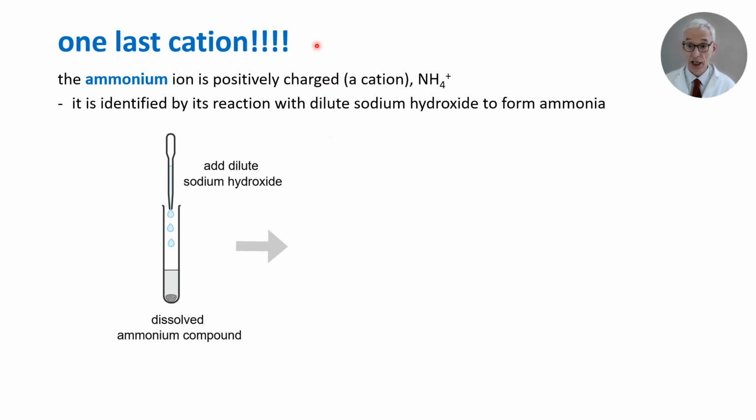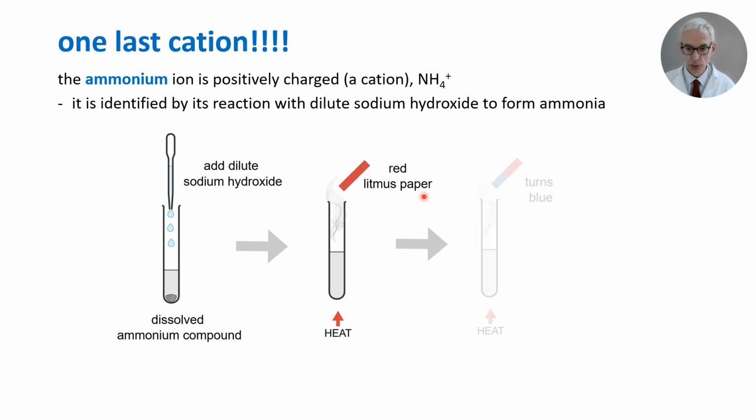One last cation, an exceptional cation. All the other positive ions we have met are metal ions. This is a non-metal ion called the ammonium ion, 1 nitrogen, 4 hydrogens with a positive charge, NH4+. So if we have an ammonium compound, we dissolve it, we add sodium hydroxide, we warm it, we hold damp red litmus to the mouth of the tube. The damp red litmus will turn blue. That's due to the formation of ammonia.